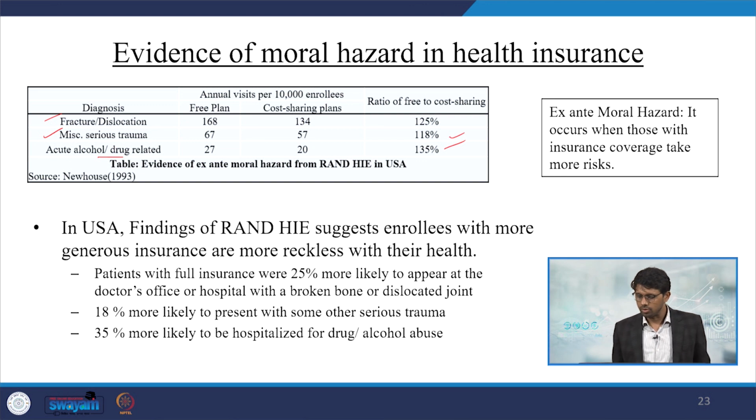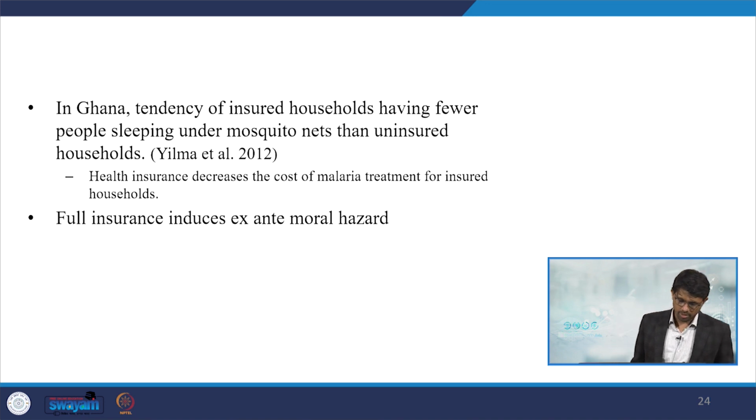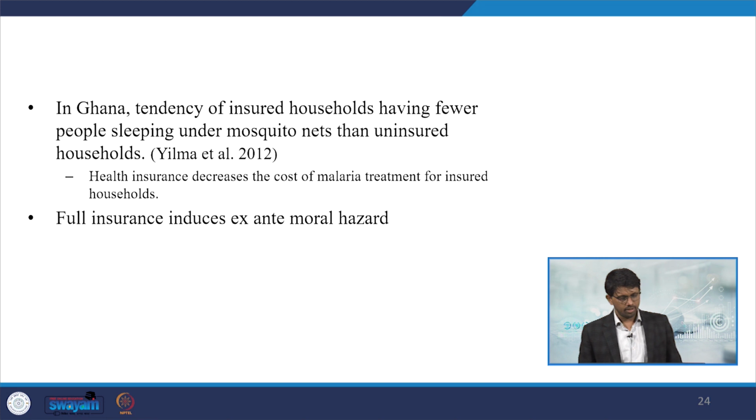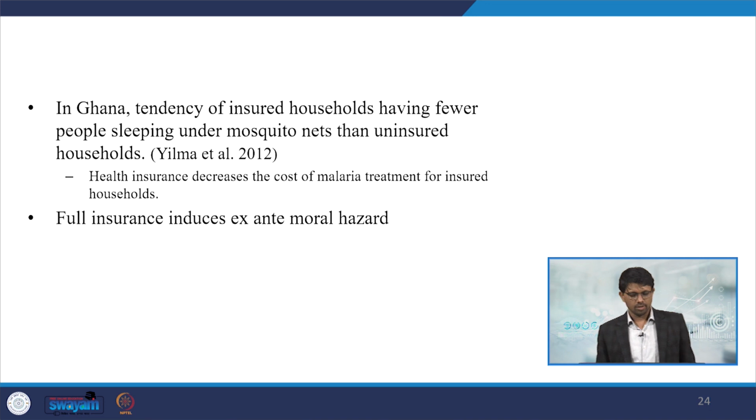It occurs when those with insurance coverage take more risk. In Ghana, as another example, insured households tend to have fewer people sleeping under mosquito nets than uninsured households. That work was identified in the Ilma et al. 2012 paper. Health insurance decreases the cost of malaria treatment for insured households, so full insurance induces ex ante moral hazard.